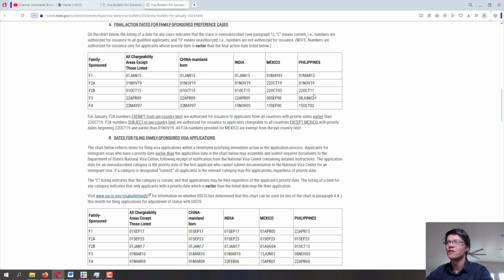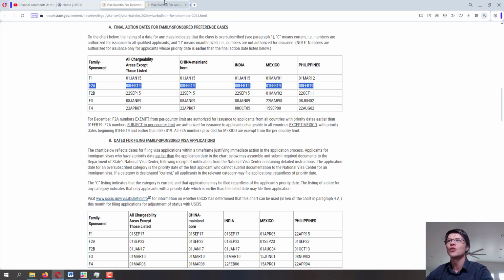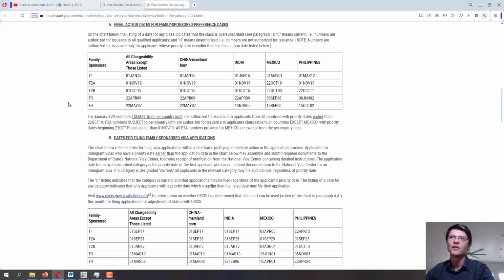And the same thing for Philippines, but as you can see, it's also November 19, so it did move. So all of the F2A for all of the chargeability areas. And briefly, if you're not familiar with chargeability areas, basically there's 4: China, India, Mexico, Philippines, that are separate. And then the 5th one is everybody else who is not China, India, Mexico, Philippines. So if you are from one of these 4 countries, then that's what you will be looking at. If you're not, then you're looking at all chargeability area.